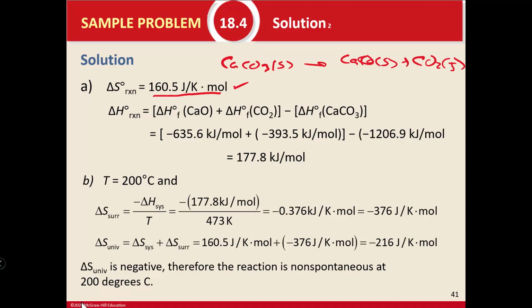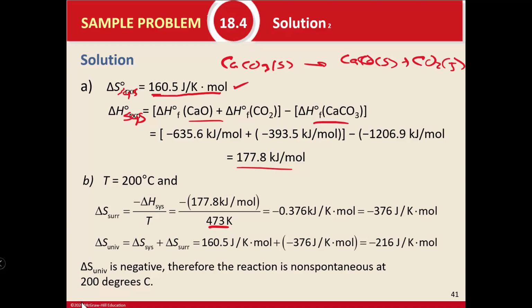All right, so it's definitely a positive entropy change here for the system. If you don't like "reaction," you can write "system" here. And then the delta H of the reaction, which is the system, is products minus reactants, and it comes out to be this. All right, and then here's where we plug in the temperature. So it's 473 Kelvin, and this is an endothermic reaction. That's the problem right there.